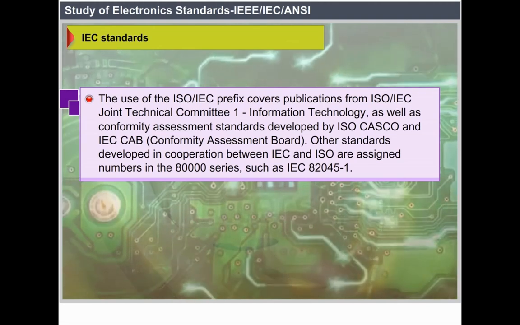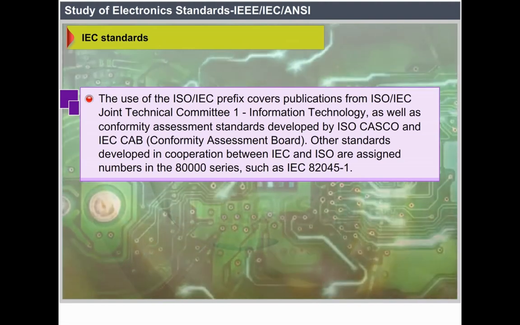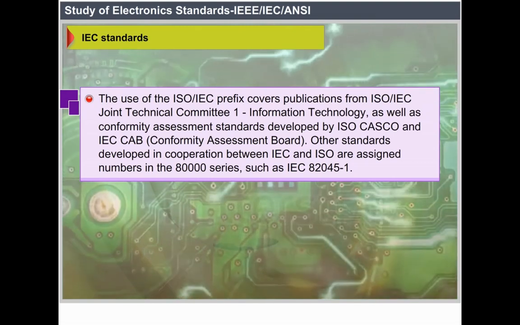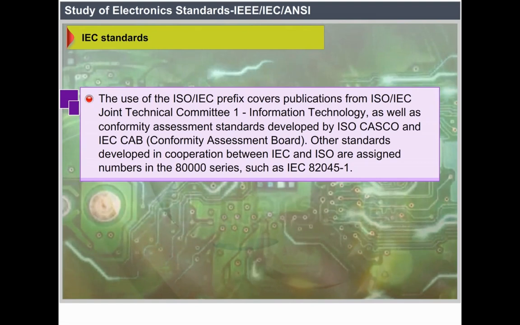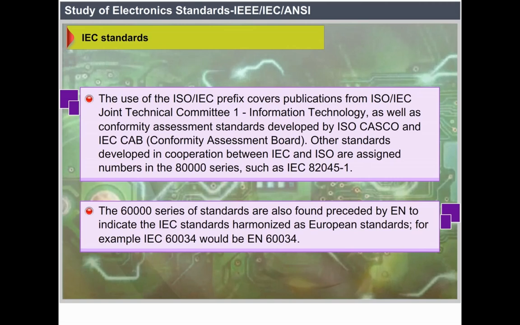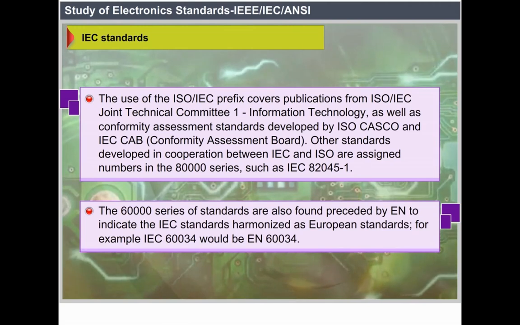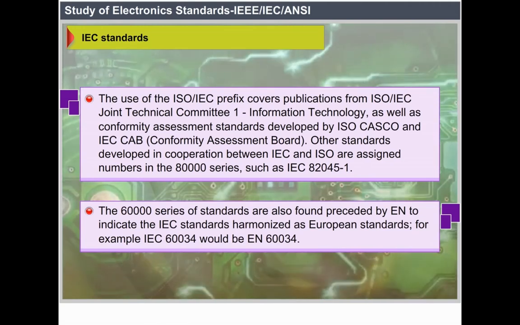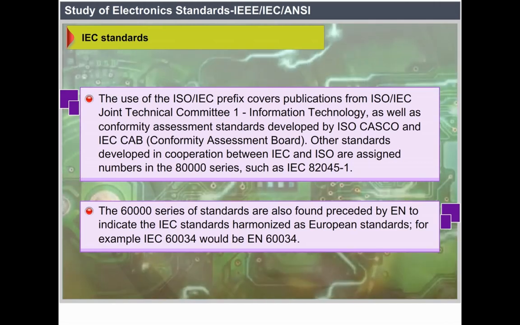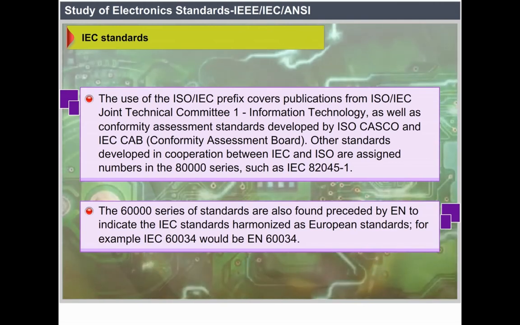Other standards developed in cooperation between IEC and ISO are assigned numbers in the 80000 series, such as IEC 82045-1. The 60000 series of standards are also found preceded by EN to indicate the IEC standards harmonized as European standards. For example, IEC 60034 would be EN 60034.